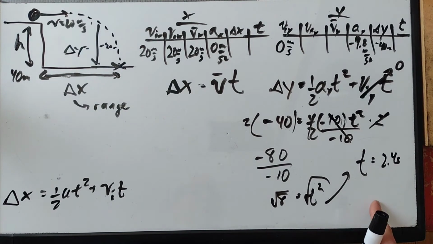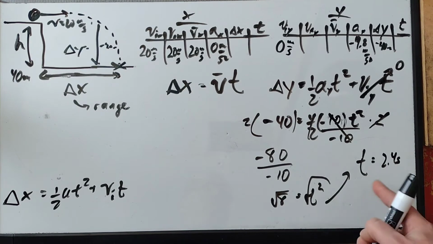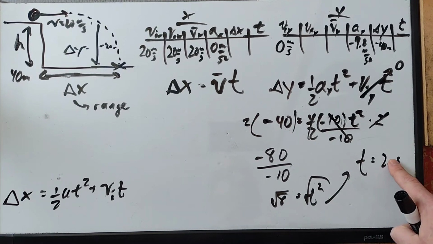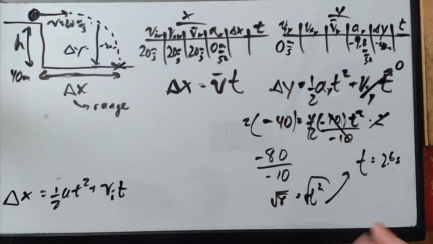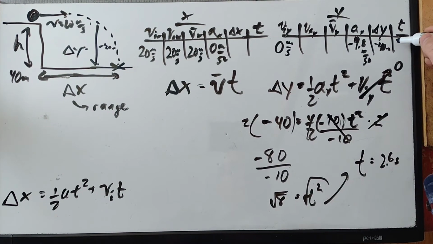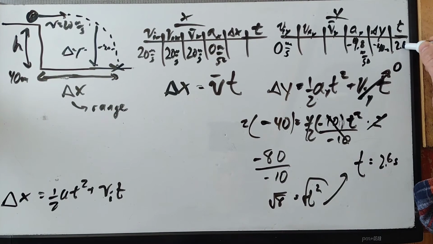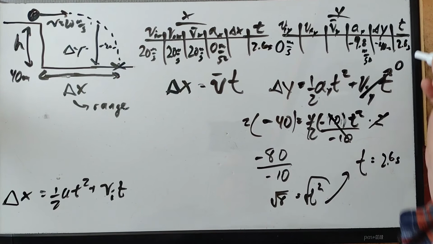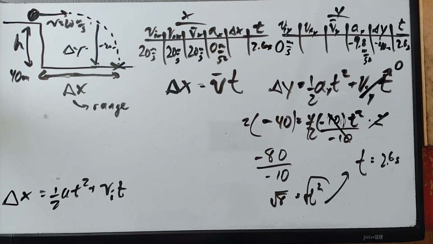Radical 9 would be 3. Radical 4 would be 2. So somewhere in between the two. It's probably more like 2.6 actually, something higher. So let's call it 2.6 seconds. I don't have a calculator handy at all, but let's say it's 2.6 seconds for the time. Just radical 8, whatever that might be. Well, 2.6 seconds.